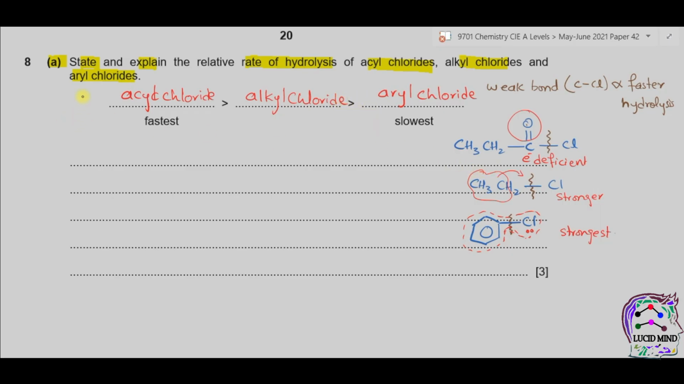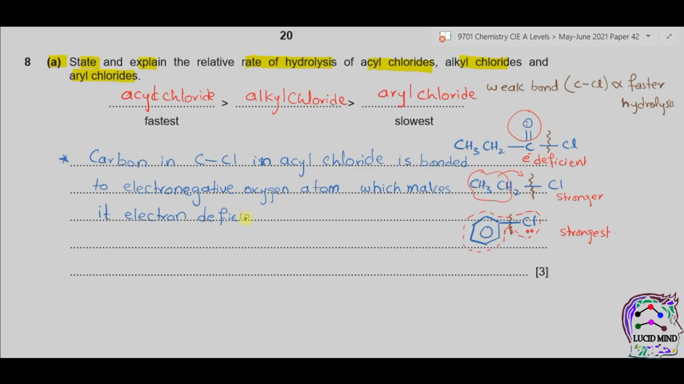We can write the reasons. First, for acyl chloride: the carbon in the C-Cl bond in acyl chloride is also bonded to an electronegative oxygen atom, which makes it electron deficient. So we can say that the C-Cl bond is weakest.